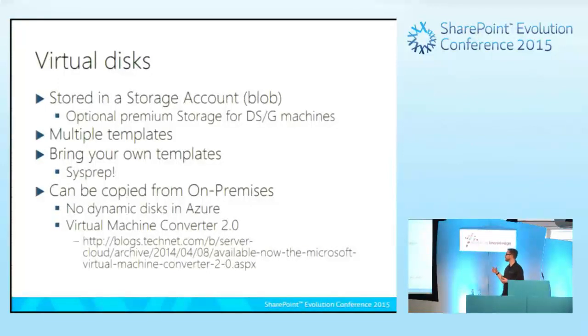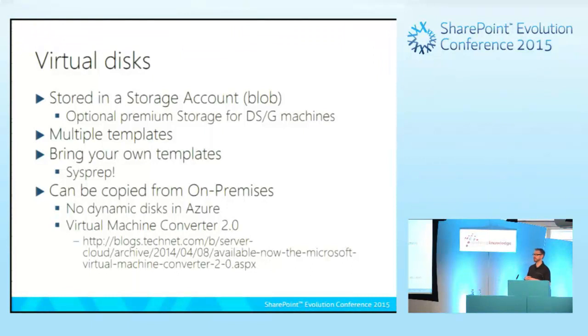When you create a new virtual machine, you choose from a set of VHD templates. Microsoft has tons of them in there, Windows servers, Linux servers, anything you want. But you can also bring your own templates. For instance, when building out production SharePoint farms, we create our customers' templates with SharePoint installed and everything with the right CU, etc. And just sysprep those machines and upload.